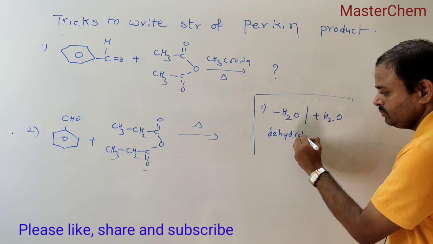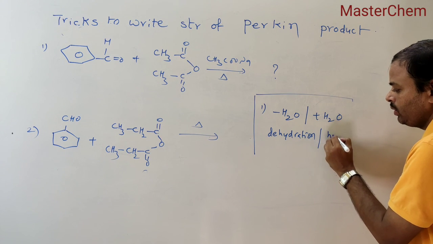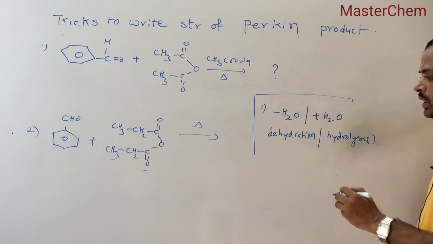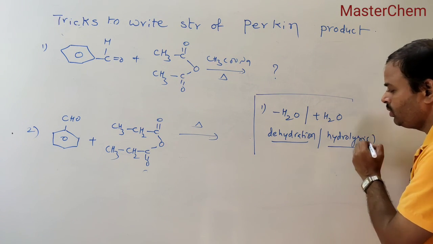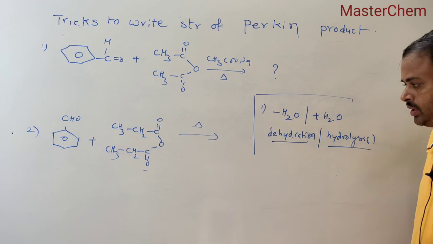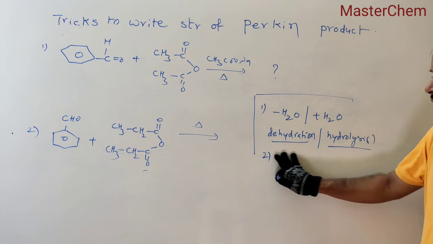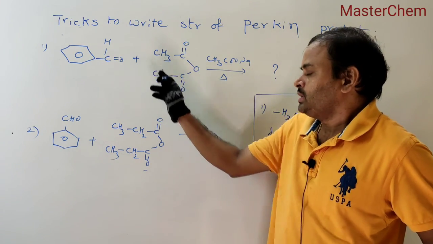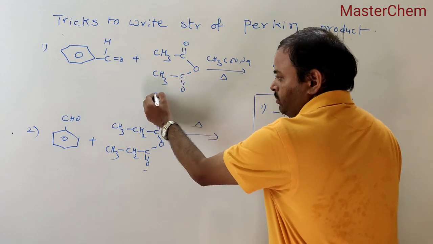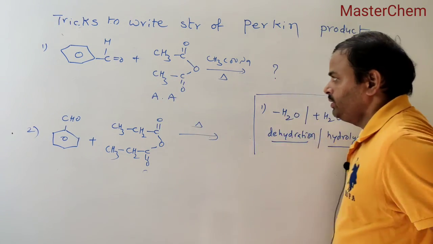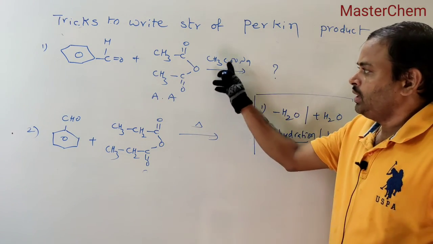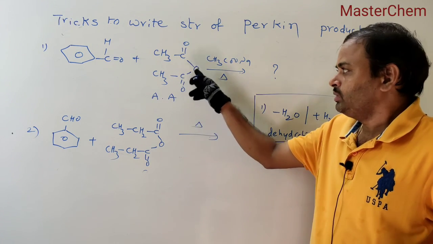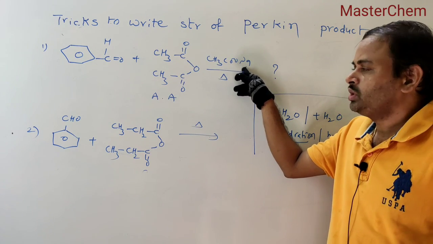dehydration followed by hydrolysis. How to remember this Perkin reaction? Dehydration followed by hydrolysis is the Perkin reaction. Here it is thermodynamically controlled, and this is acetic anhydride. We know that it is acetic anhydride with sodium acetate, the same acid from which the anhydride is derived; that same acid's salt we should take here.